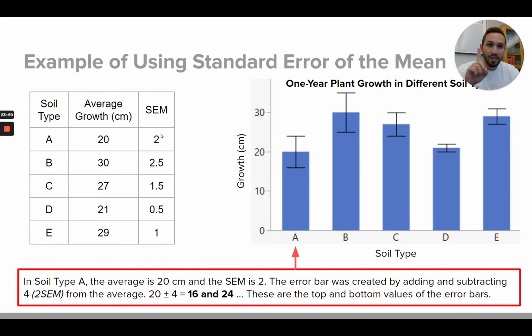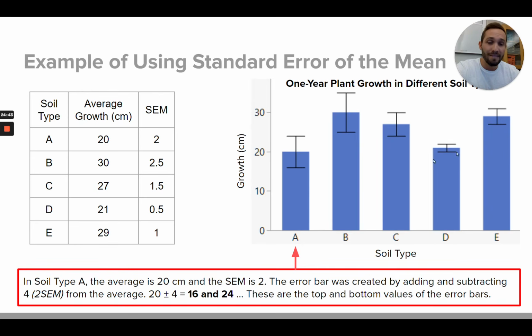One standard error is 2, so you're going to double it because you have to do plus or minus 2 standard errors. So instead of plus or minus 2, you're going to do plus or minus 4. You add 4 to 20 and subtract 4 from 20 because you have to double the standard error. So 20 plus 4 is 24. That's the top of your error bar, which you can see is about 24. Then you minus 4 from 20, which is 16. You can see that here. That's the top and bottom of your error bar. That's what they did to each of these. Like in this one, the average was 30, but then they add and subtract 5. So you add 5 and minus 5 from 30 to create this error bar. And that's how they set up this graph.